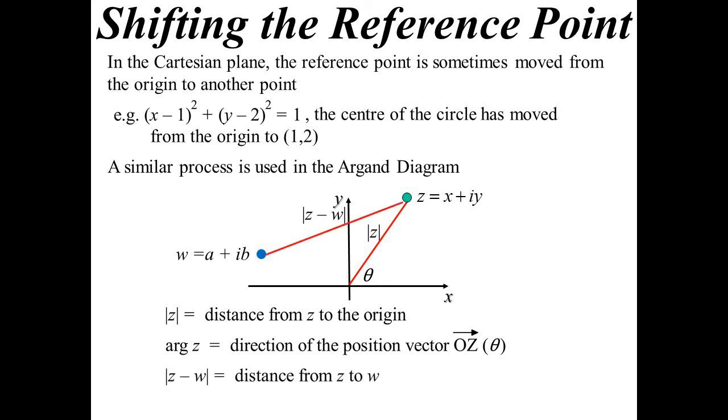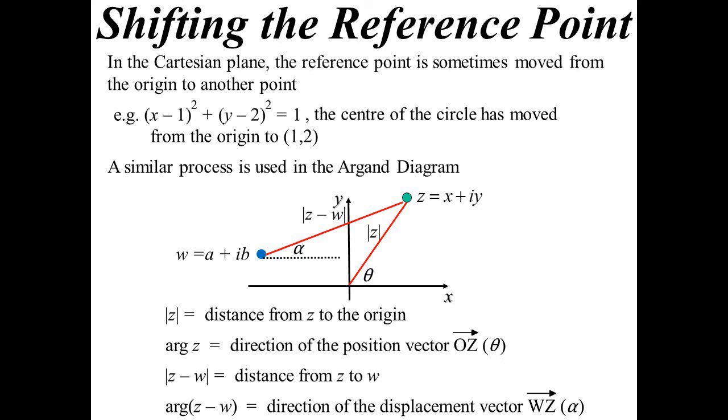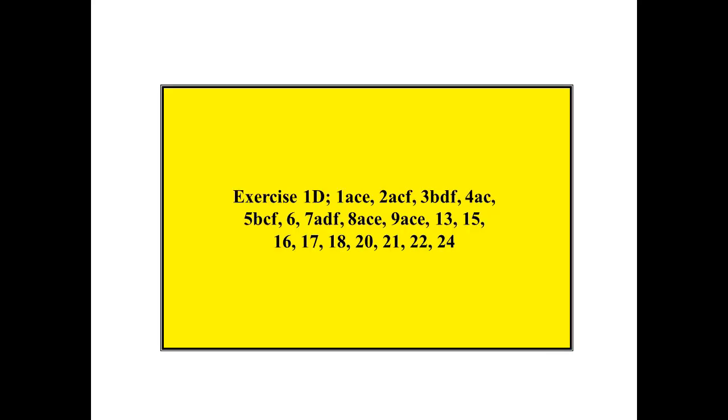Think about what we just saw in vectors. Head minus tail. So the modulus of that vector, whatever that vector is, would be the modulus of z minus w. The argument would be the angle that that new vector makes with the horizontal. So I've just labelled it alpha. So those ideas we just looked at in vectors will come into play now in complex numbers as well.